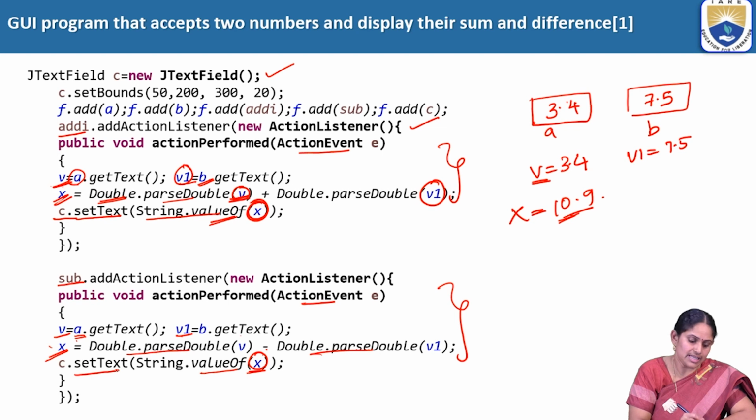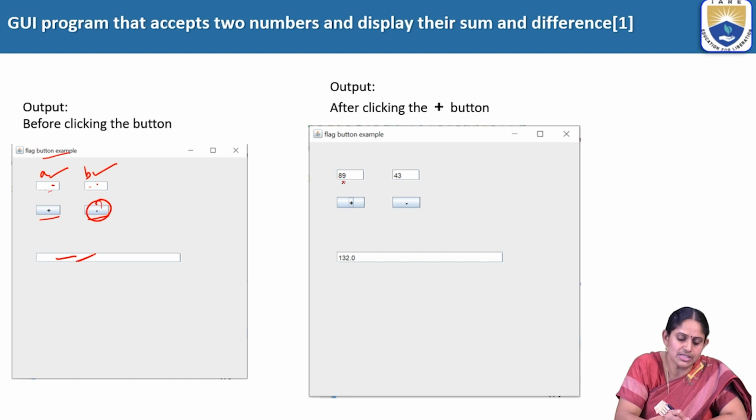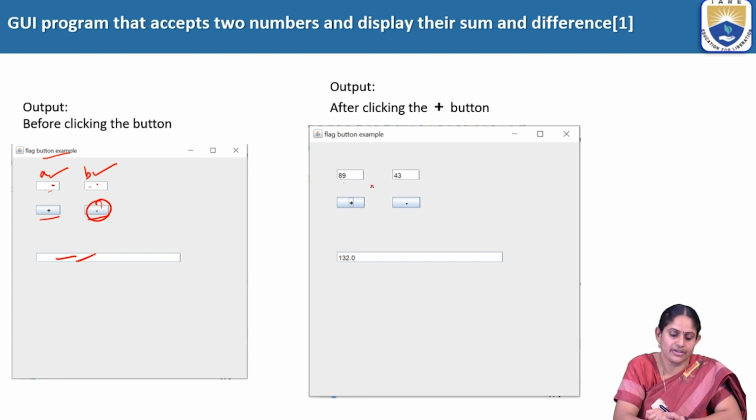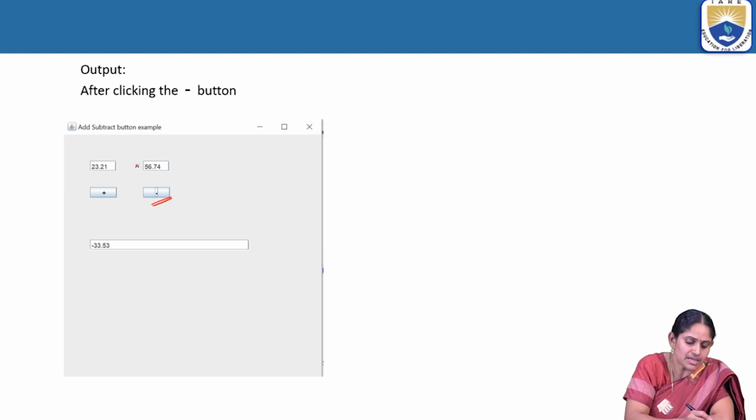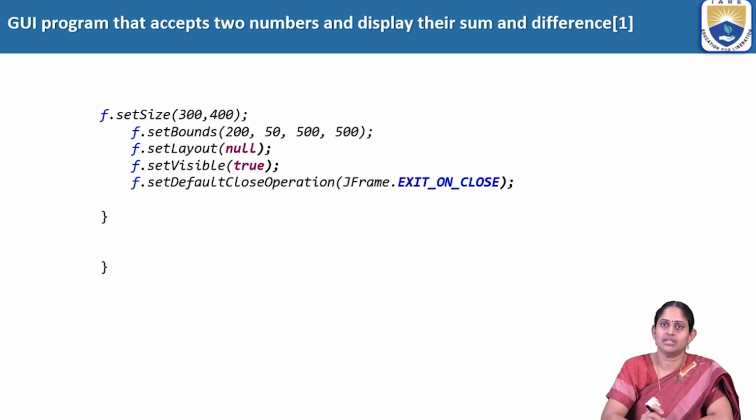So the value X is placed onto the text field C. In our example, we have passed two values, 89 and 43. We stored 89 and 43 onto those text fields, and when we press the plus button, it will store 132 onto the text field, and when we press the minus symbol, it will subtract these two values and give the result into that text field. So this is how we extract values from the text field and do some particular operation.